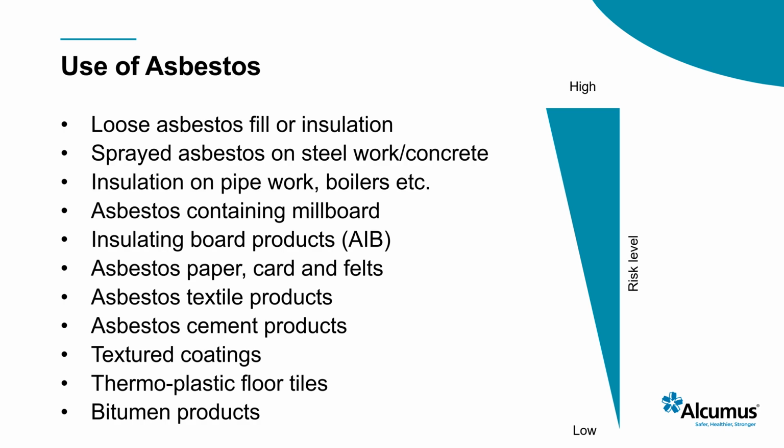Asbestos-containing material only becomes a danger when the asbestos fibres become airborne. Therefore, the risk associated with the material reduces with the level of encapsulation and how closely bound the asbestos is within the host product, as is shown on the slide. Loose and sprayed asbestos, insulation on pipework, and insulating board products have the highest potential to release fibres, whilst those encapsulated in resin or bitumen have the lowest potential.